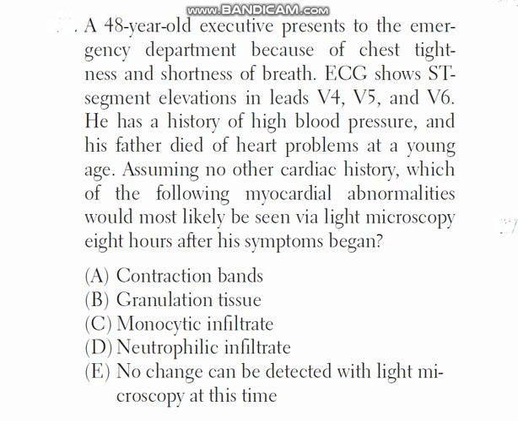So pick the point that is important: the patient is suffering from ST elevation. It means the patient has a myocardial infarction. ST elevation in leads V4, V5 and V6 means the myocardial infarction starts at the anterolateral position of the heart, and he has two risk factors for myocardial infarction. Number one is high blood pressure, hypertension, and number two is the family history.